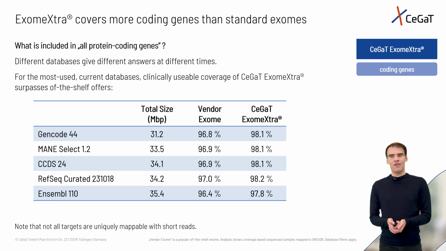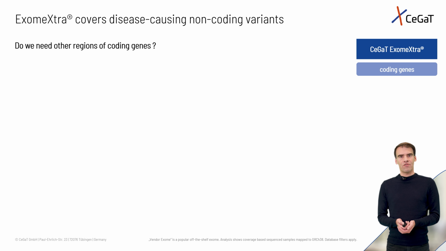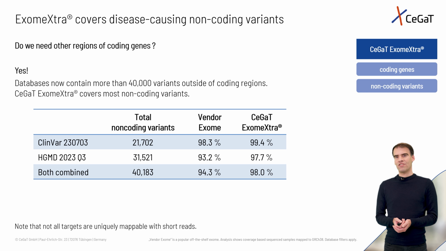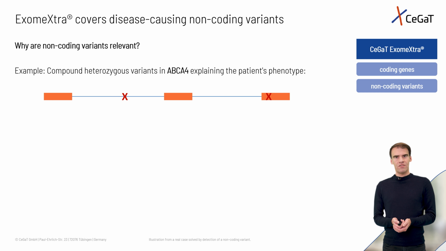The second question is, are there other regions in coding genes that are of interest? And of course the answer is yes. Databases show now that we have more than 40,000 known variants that are pathogenic or likely pathogenic that lie outside of coding regions. ClinVar and HGMD, the two main databases, are being updated continuously. And if you combine them, you can see that ExomeXtra covers about 98% of these variants in the databases, while a vendor exome will not cover all of them. And the reason is simply that the vendor exome is not updated as often and cannot include all the newly discovered variants. Why are non-coding variants interesting?